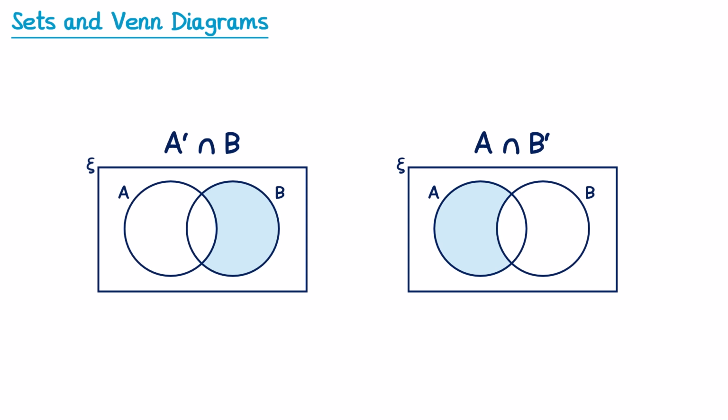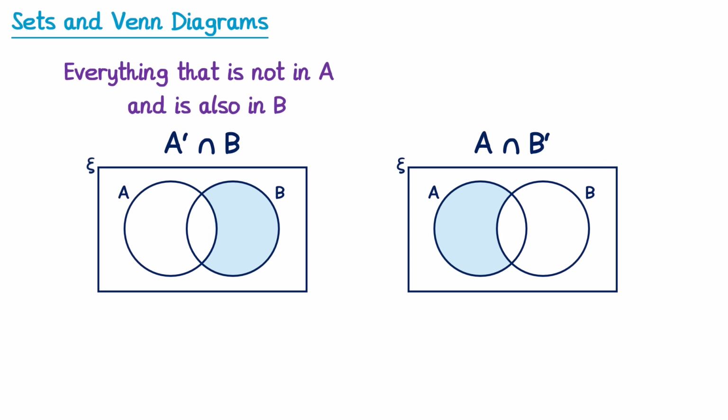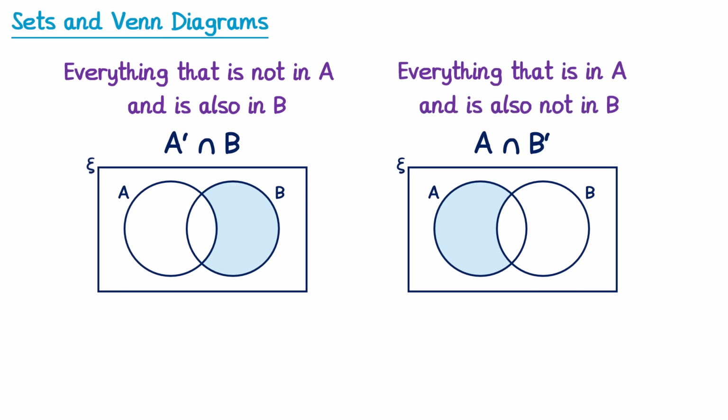AQA also describes these sets in the following way. The one on the left could be everything that's not in A and also in set B. And the one on the right is everything in A that is also not in B.